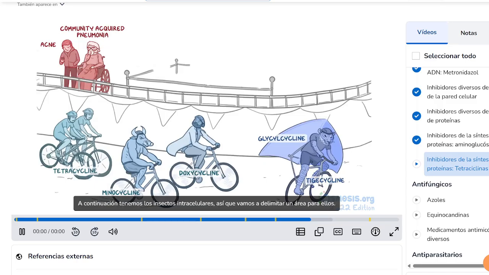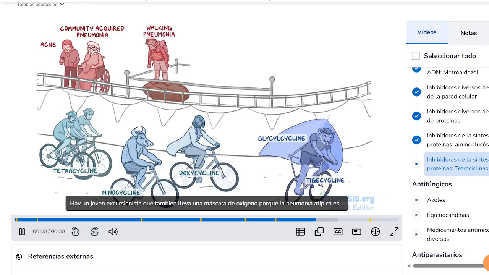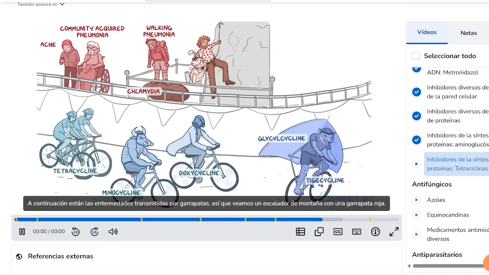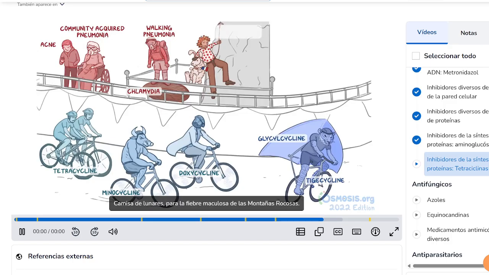Next, we have the intracellular bugs, so let's rope off an area for these guys. There's a young hiker who's also wearing an oxygen mask, since walking pneumonia is common in young adults. He's standing on a giant clam, which represents chlamydia, to get a better view. Next are the tick-transmitted diseases, so let's have a mountain climber with a red polka-dotted shirt for Rocky Mountain spotted fever. He brought his French pet rabbit for rabbit fever, which is caused by Francisella.